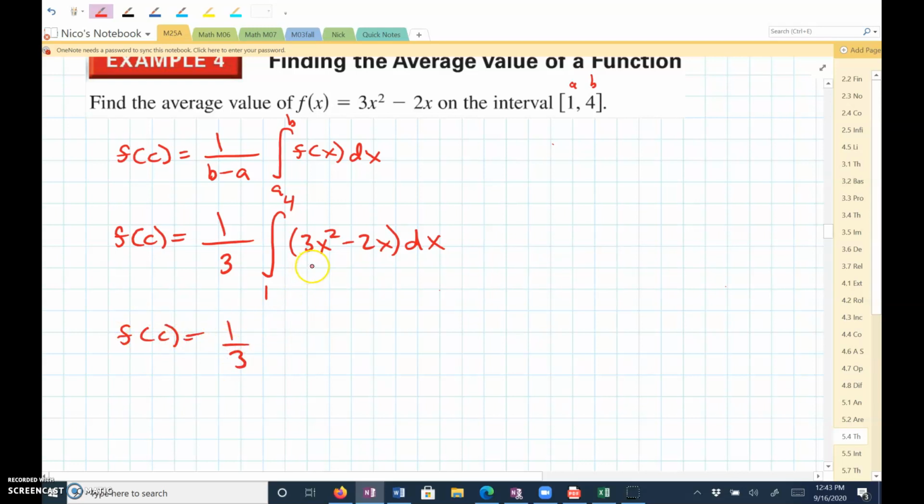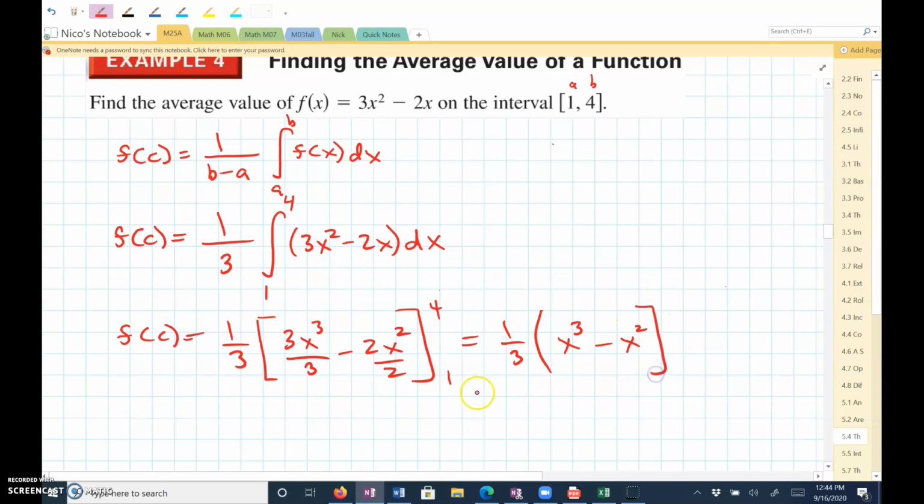1/3 times the antiderivative here, this is going to be 3x cubed over 3 minus 2x squared over 2, integrating that from 1 to 4. Let's simplify this and make this x cubed minus x squared from 1 to 4. Now let's plug in the limits of integration. So let's start with 4. I'm going to have 1/3 times 4 cubed, which is 64, minus 4 squared, which is 16.